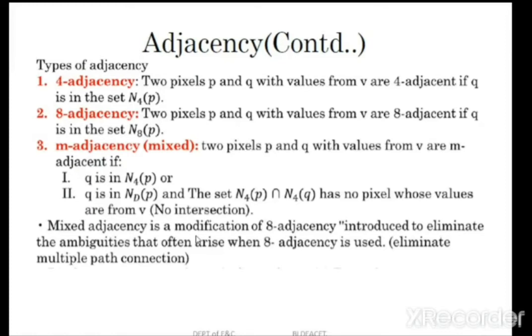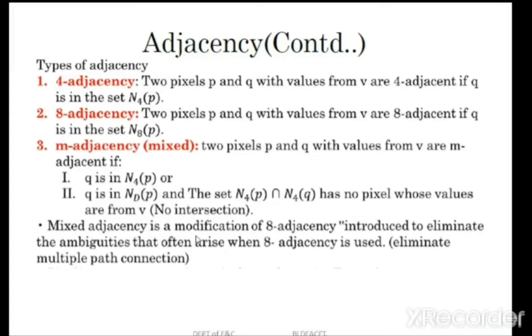Next we have M adjacency, which is called mixed adjacency. Mainly it is introduced to eliminate the ambiguity which may arise while employing 8 adjacency. For defining M adjacency, we have 2 conditions. In general, I can say that the 2 pixels P and Q with values from V are M adjacent if the following conditions are satisfied. We have 2 conditions, but we have an OR condition between these 2 conditions.